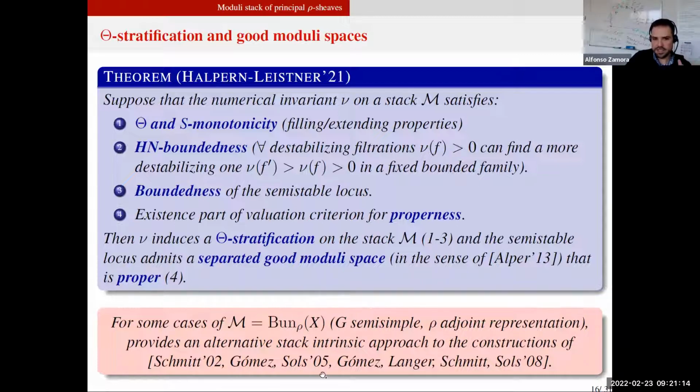Then, for example, in our case, in the case of the principal ρ-sheaves, when G is semi-simple and ρ is the adjoint representation, this recovers a construction already done in the literature, a construction of Schmidt, Gómez-Sols, and Gómez-Langer-Schmidt-Sols, but providing an alternative approach, which is intrinsic to the stack. Also, for other cases not really contained in the previous literature, this allows moduli spaces for different principal ρ-sheaves with different representations of the group G.